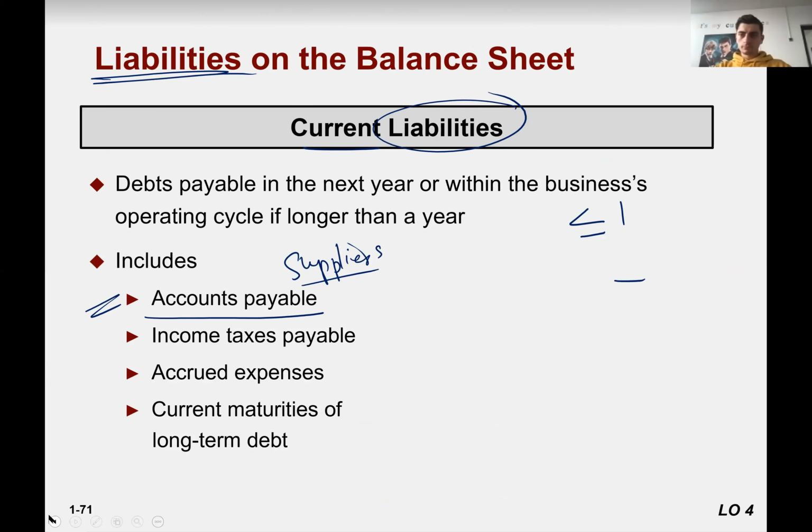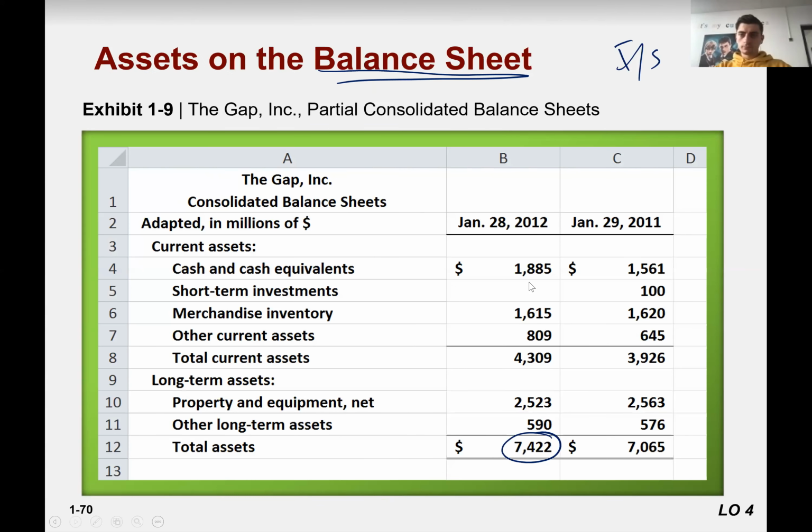If you see cash and cash equivalents here, 1885, right? So the cash flow statement also verifies the balance sheet's cash and cash equivalents. In a sense, the balance sheet tells us what's going on with the cash and cash equivalents, where the cash is going and where the cash is coming from.